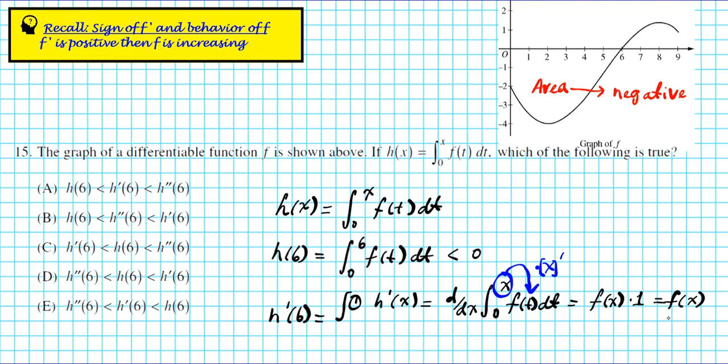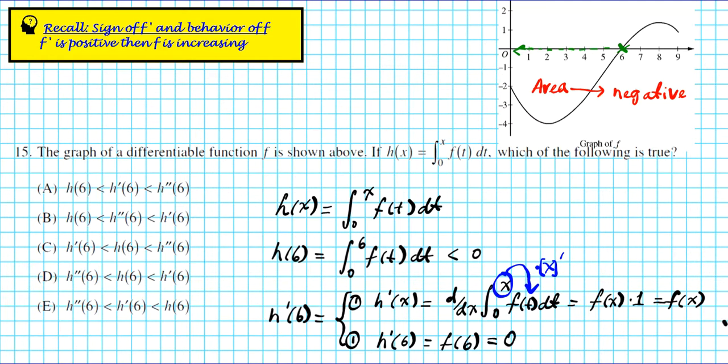Okay, so that's what the derivative is. Now the second part, we're going to evaluate the derivative at x equals 6. So h prime of 6 is simply going to be f of 6, since h prime of x is f of x. So f of 6 is simply the output value of this function f of x when x is equal to 6. So what's the output? The output value is 0. So f of 6 is 0.